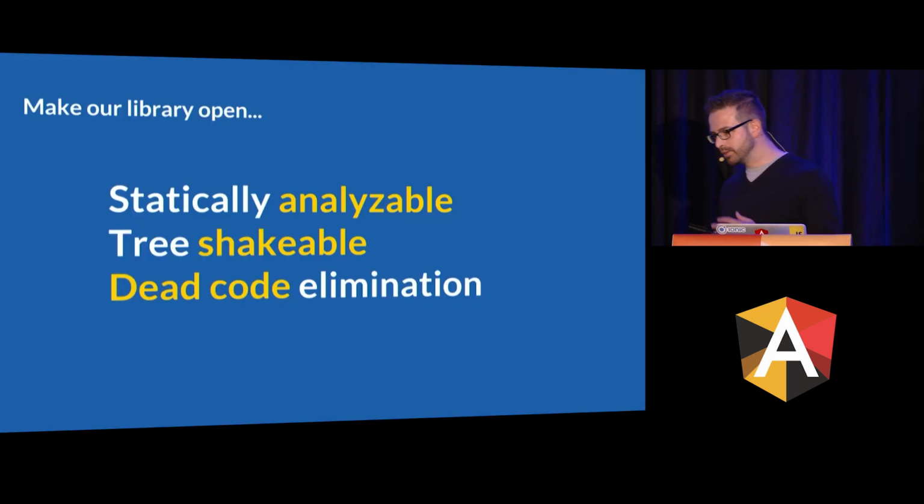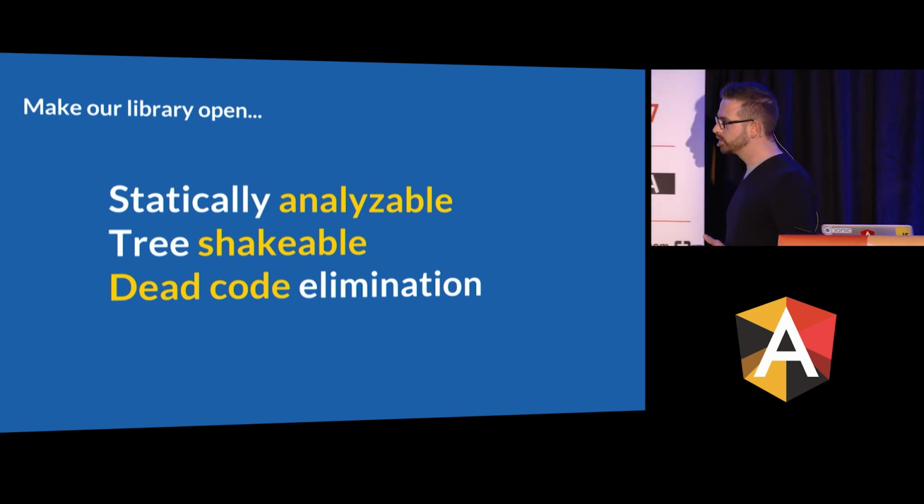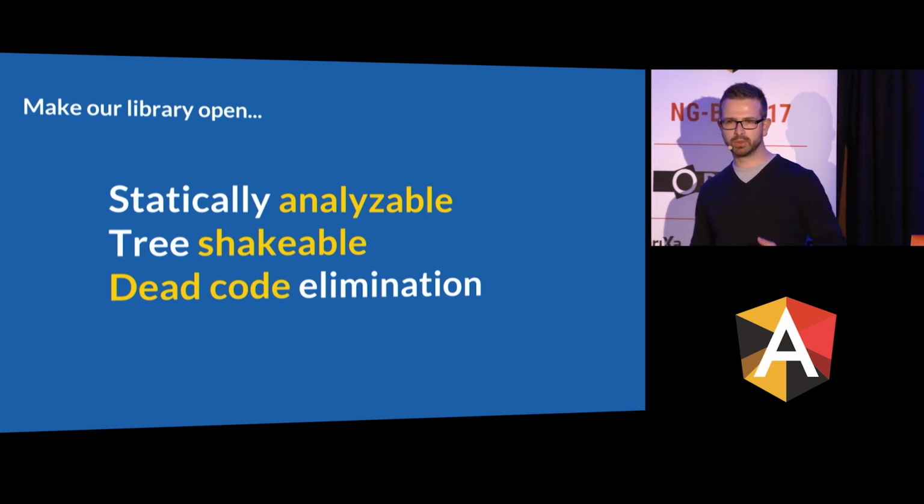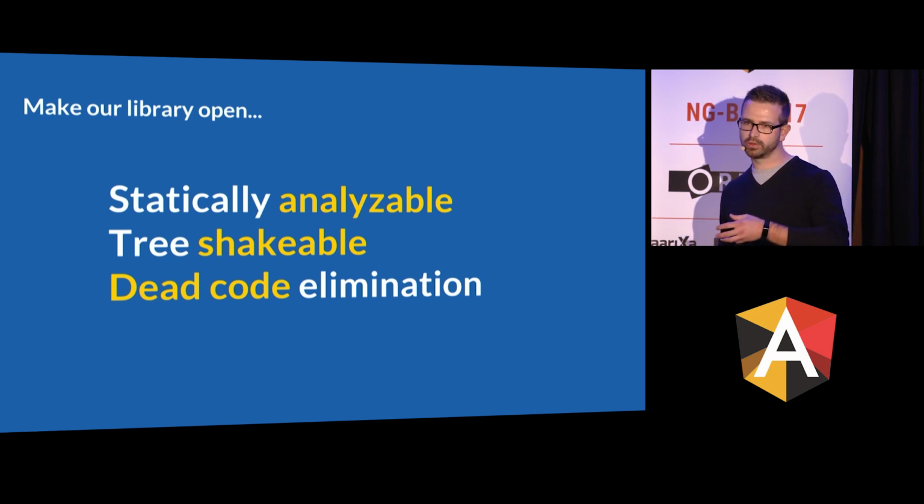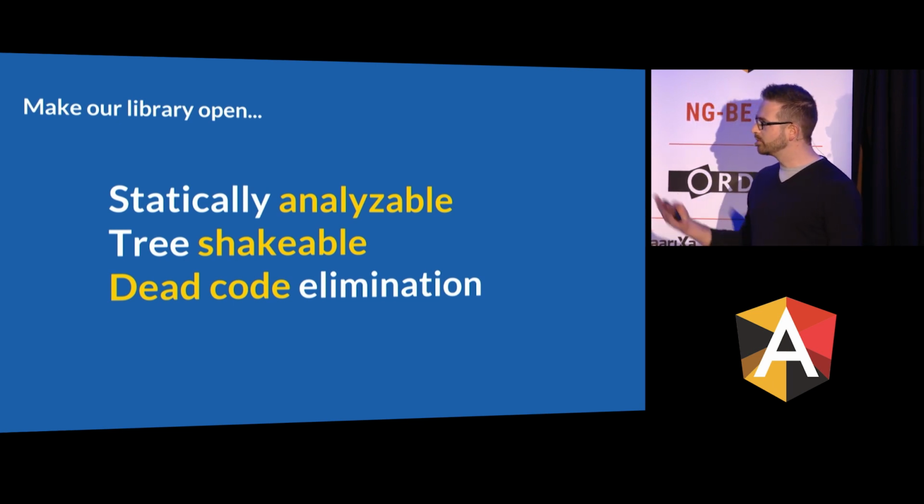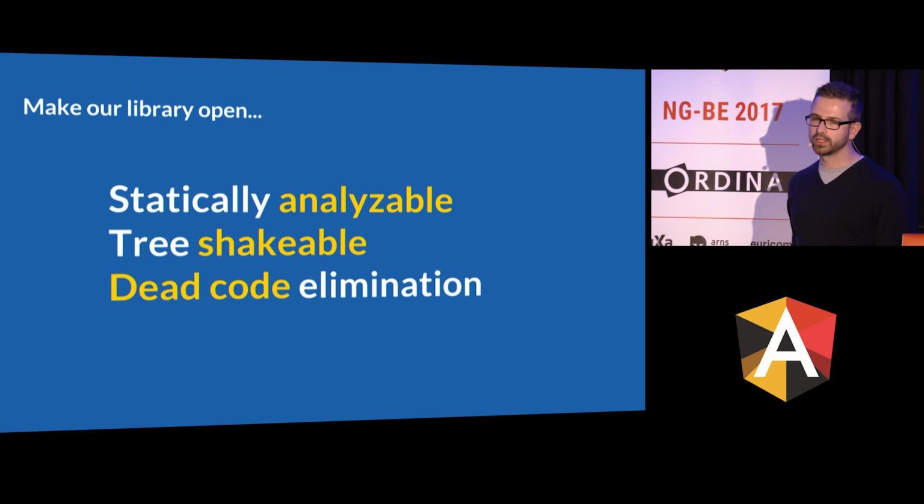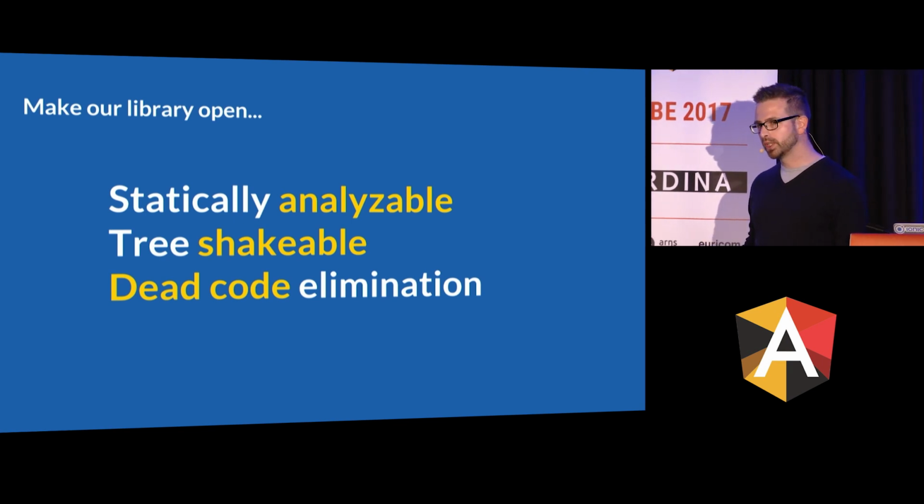And so therefore, our library should be basically open to be statically analyzable. So that means basically tools should be able to read the source code of our library, to understand it, and then to apply optimizations such as tree shaking or dead code elimination. And these are really important because we want to downsize the bundle, okay?